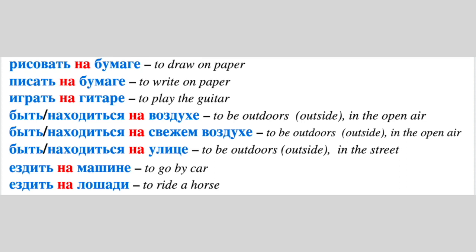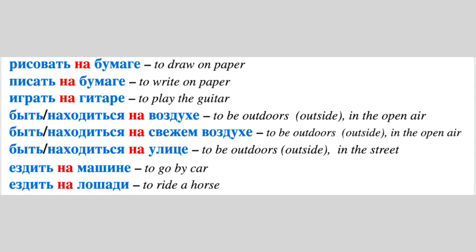And before we move to the next topic, next chapter, let's look at these examples again. Рисовать на бумаге, to draw on paper. Писать на бумаге, to write on paper. Играть на гитаре, to play the guitar. Быть, находиться на воздухе, to be outdoors, outside, in the open air.